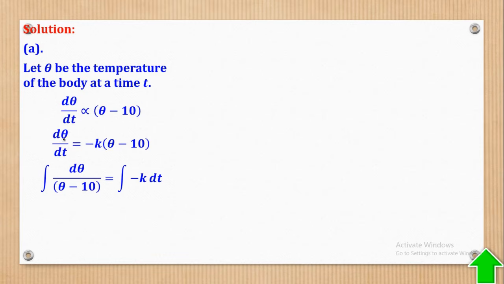Then next, I think you realize that this is a separable differential equation. Next is to follow the steps. Step 1: separate the variables and put integrals on both sides. So we shall put this variable of theta this side and bring this dt this side to come up with this and that. The next is to put integrals on both sides, as you can see here, and after that we shall integrate using the knowledge of integration. Now integrating 1 over theta minus 10 gives you ln theta minus 10. And integrating negative k gives you negative kt plus the constant of integration.